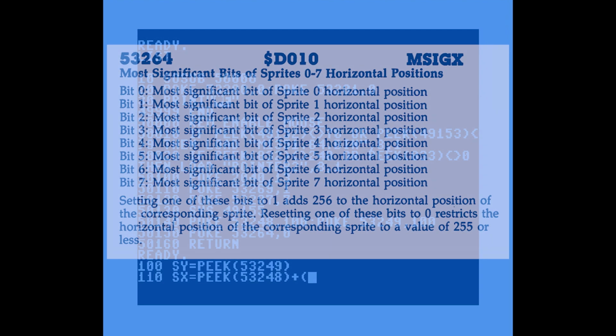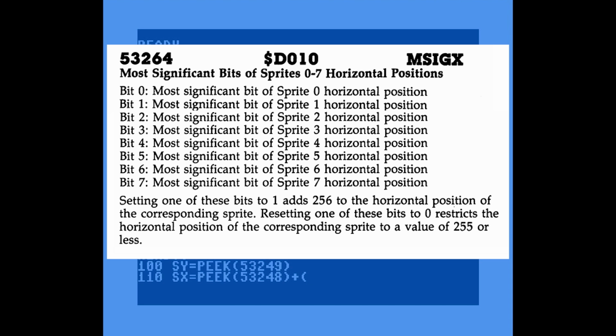And to grab the 9th bit and convert it into a number, we're going to look at memory address 53264, that has all the 9th bits for each sprite in one 8-bit value. We're going to mask out just the 0 bit by ANDing it with 1. So that's going to become a 1 or a 0. And we'll multiply that by 256.